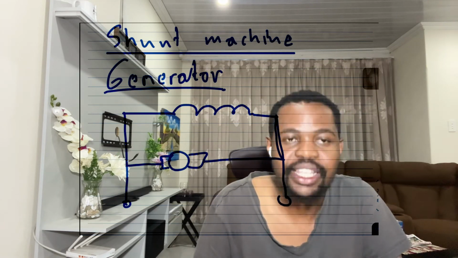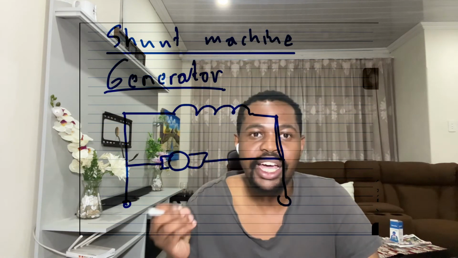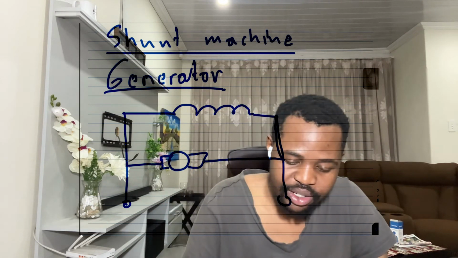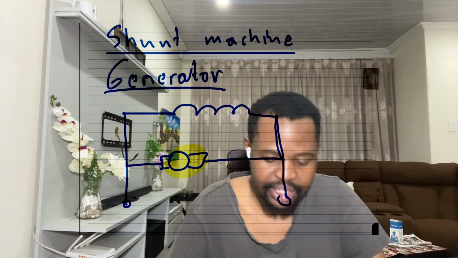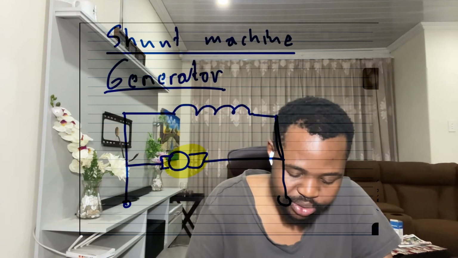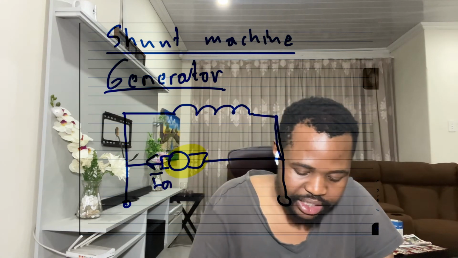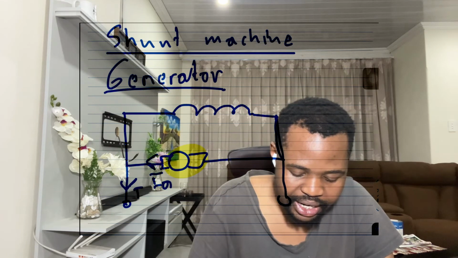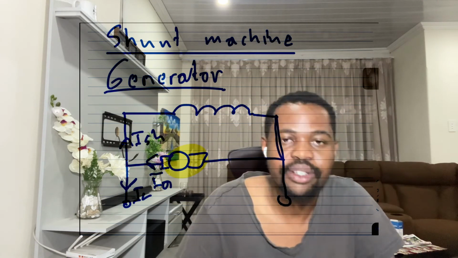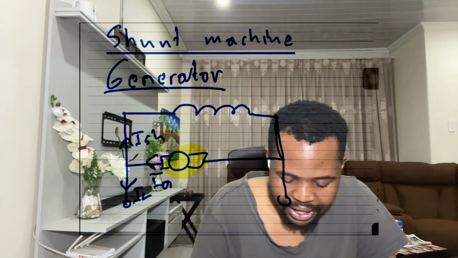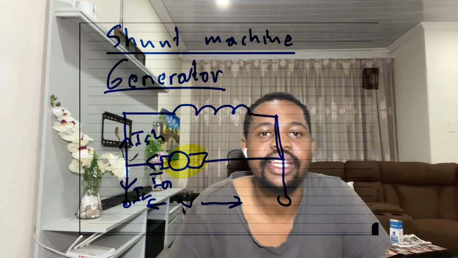Now, guys, because this is a generator, where is the source current going to come from? The source current is going to come from the armature. So here is my source current, IA. Then it splits into IL and I shunt. Then we have the terminal voltage.